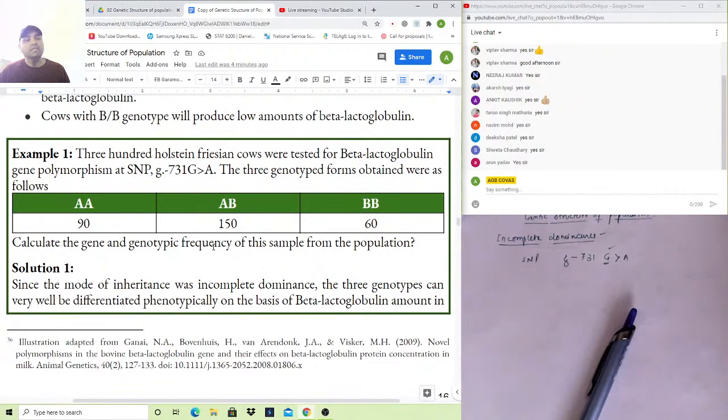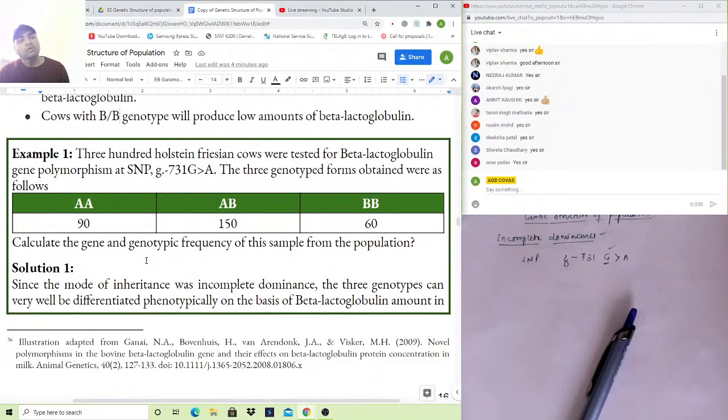Okay, so if this guanine is there, so it becomes favorable for this beta lactoglobulin, and that is why the A and B types of alleles are formed. So in one form of the allele, at this particular locus, G is present instead of A, and in B type, adenine A is present instead of G.